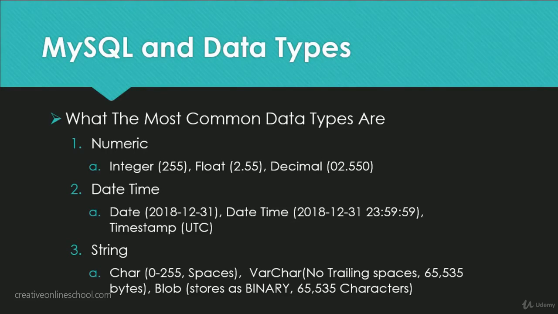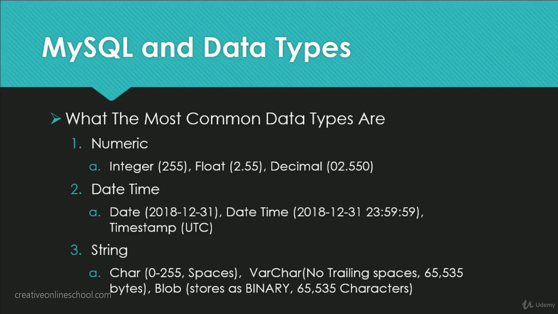Finally, we have strings. Strings are one of the most versatile types because they can store all kinds of letters and characters. Everything from a person's name to an account code that may have both letters and numbers together. The most commonly used string data types are char, varchar, and blob. These data types are a bit different from the others, as they all store the same types of information, but they store them in different ways.